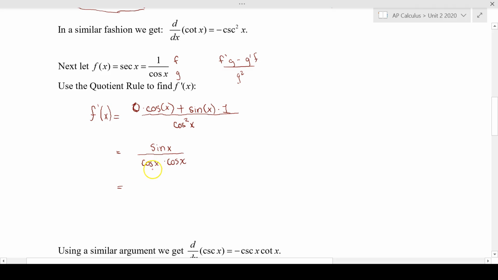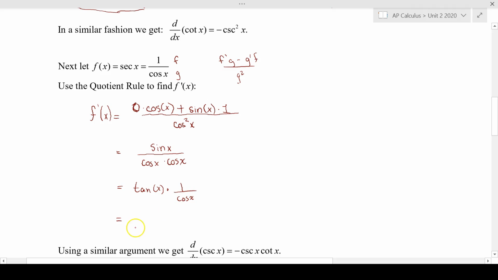What is sine over cosine? Sine over cosine is just tangent, right? So this is basically like tangent x times 1 over cosine x. Well, we know what 1 over cosine x is also. 1 over cosine x is secant x.